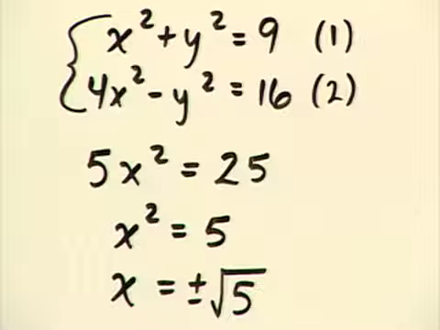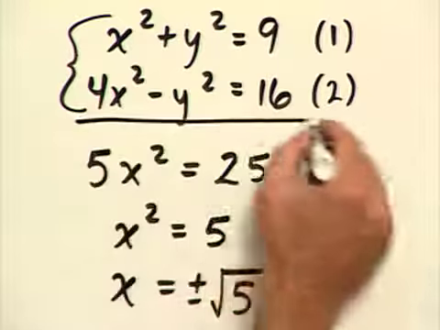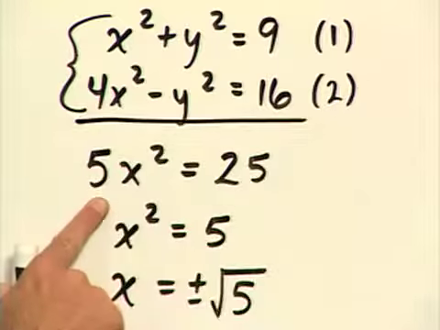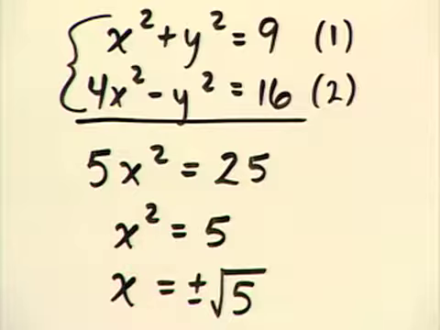In this problem, we are solving a system of nonlinear equations. To solve this system, the easiest method would be to use the elimination method, where we right away can add the two equations together and have one of our variables be eliminated. So if we add equation 1 to equation 2, we will get 5x squared equals 25.